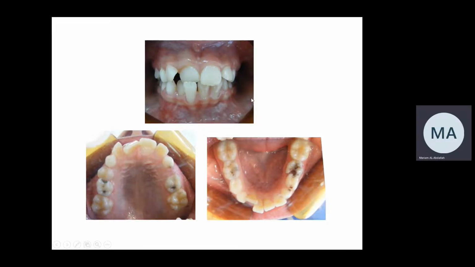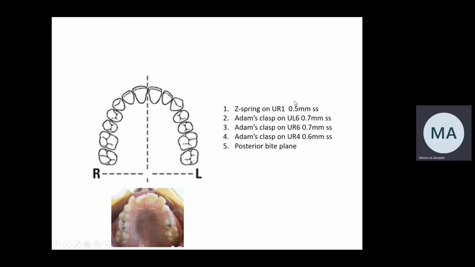The second question is, what active component can fulfill this aim? Well, for a single tooth in crossbite in the anterior segment where I want to push labially, I can use the Z-spring. Okay, what about retentive components? Once I decided on my active component, I can decide on my retentive components. So the retentive components could be an Adams clasp on the upper left 6, 0.7 millimeter stainless steel wire.